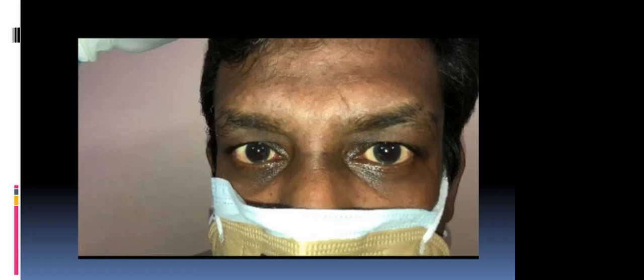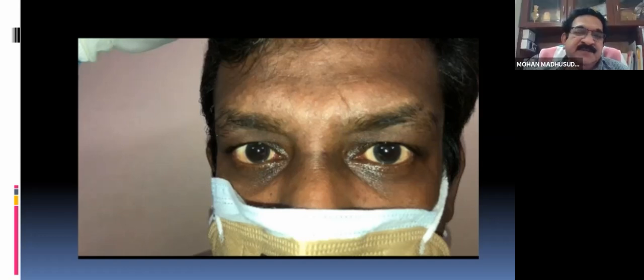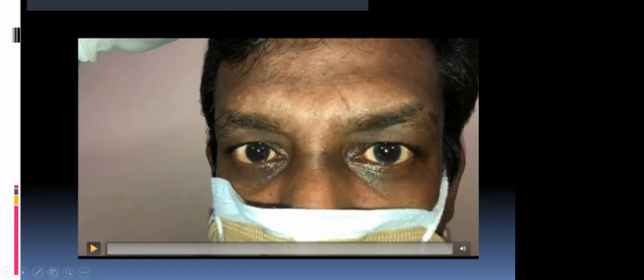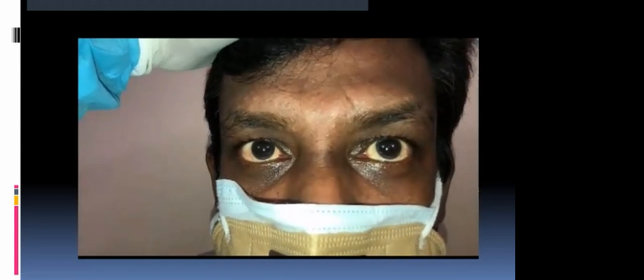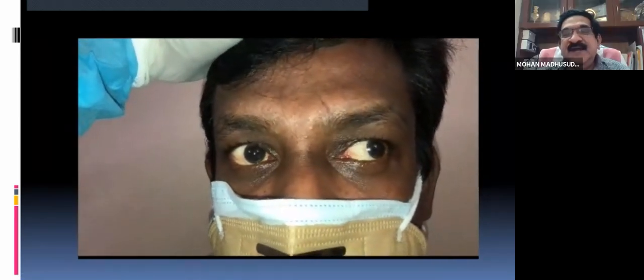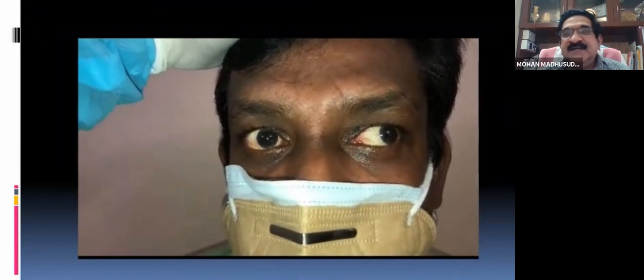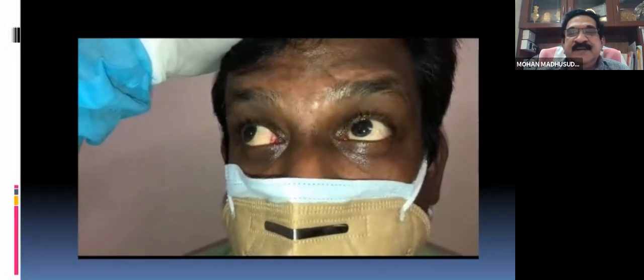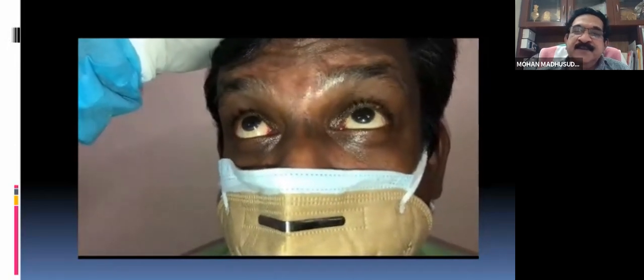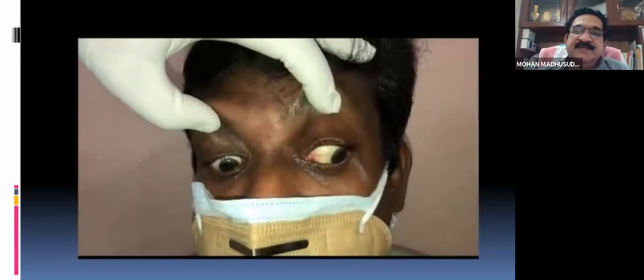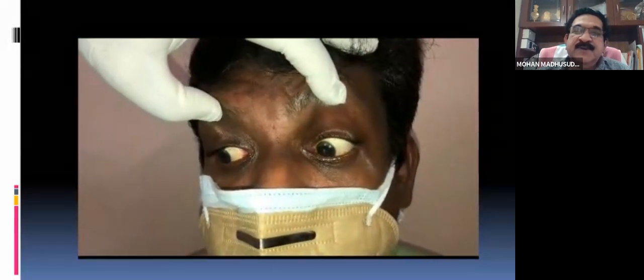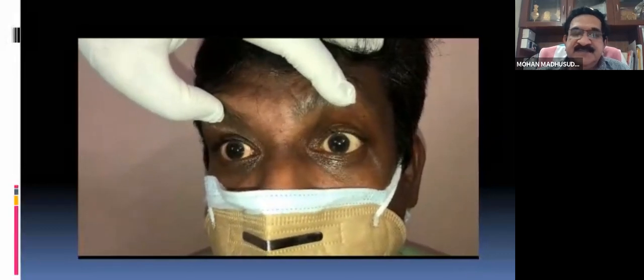One and a half syndrome, sir. Is it one and a half syndrome? But the abduction is full. Bilateral INO, no. Right eye is abducted fully, with nystagmus. Left eye is not adducting. Right eye is abducted in nystagmus. In fact, he has a mild skew, the right eye is low compared to the left side.